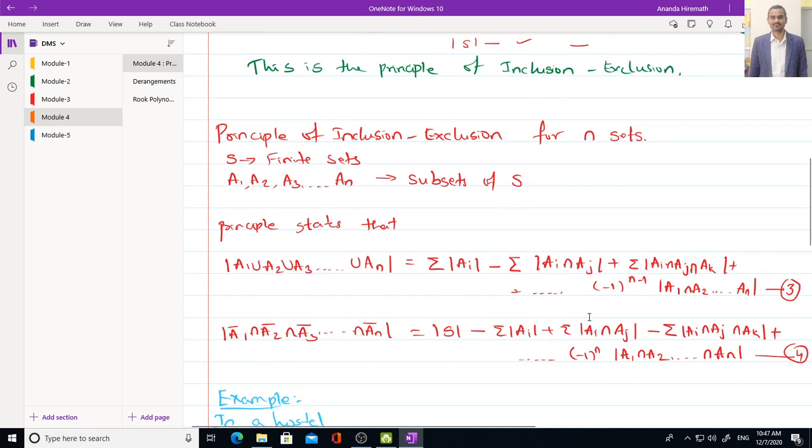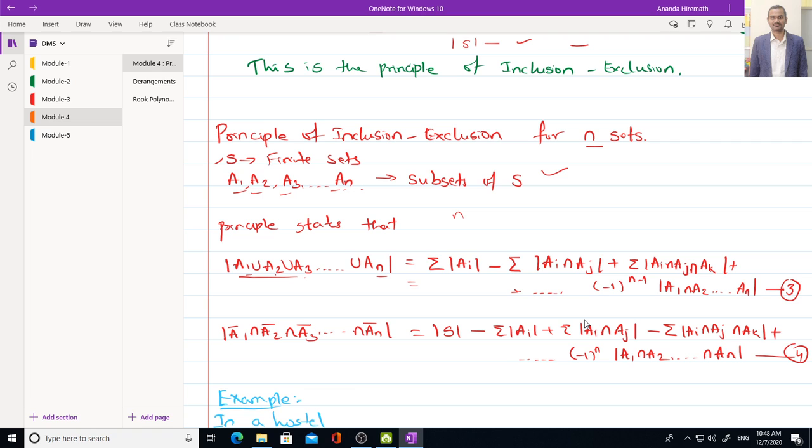Now that was for only two sets. The principle of inclusion exclusion for n number of sets we have as well. Let us assume that S is a finite set, and A1, A2, A3 up to An are subsets of S. Then the principle of inclusion exclusion states that for n sets, the union of A1, A2, A3 up to An is equal to the summation of the number of elements of Ai.